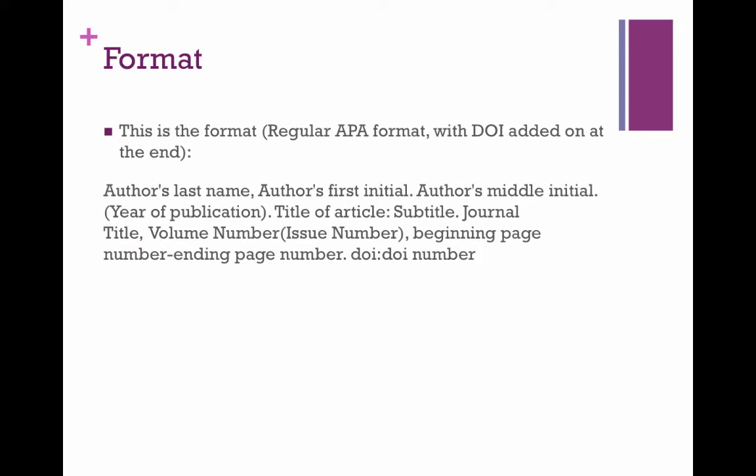So I'm going to go over these now. Again, just an overview, here's the format. The DOI just goes at the end of regular APA format. So notice there's a space here, and then it's lowercase doi, colon, and then there's no space between the DOI numbers and the colon. And notice there's no period at the end.